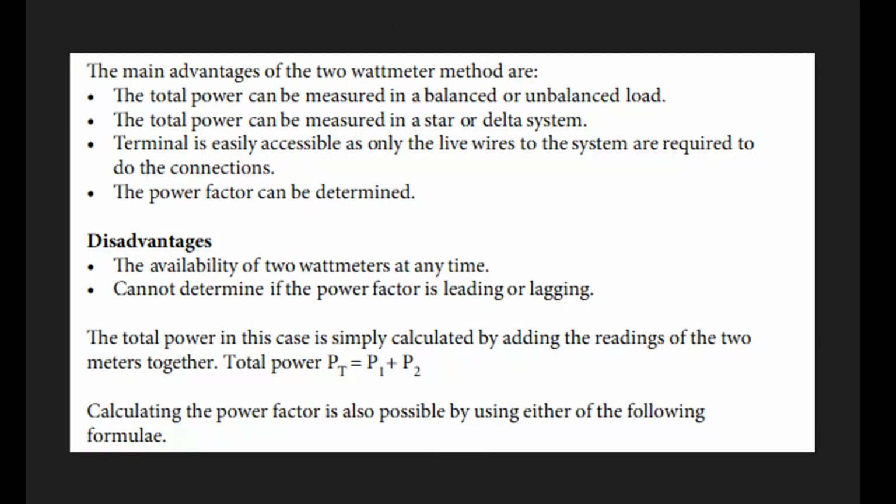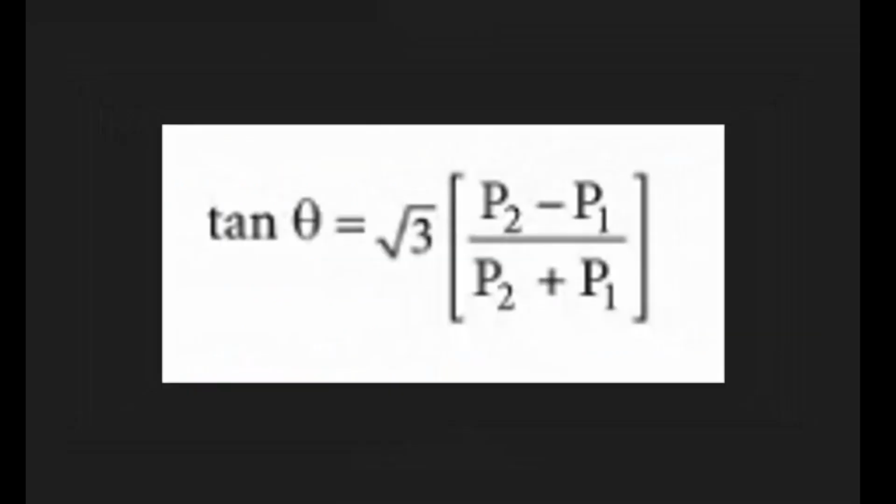Okay, one of the main advantages of the 2 watt meter method is that you can use 2 watt meters instead of 3 watt meters. That is definitely an advantage. The disadvantage, you cannot determine if the power factor is leading or lagging.